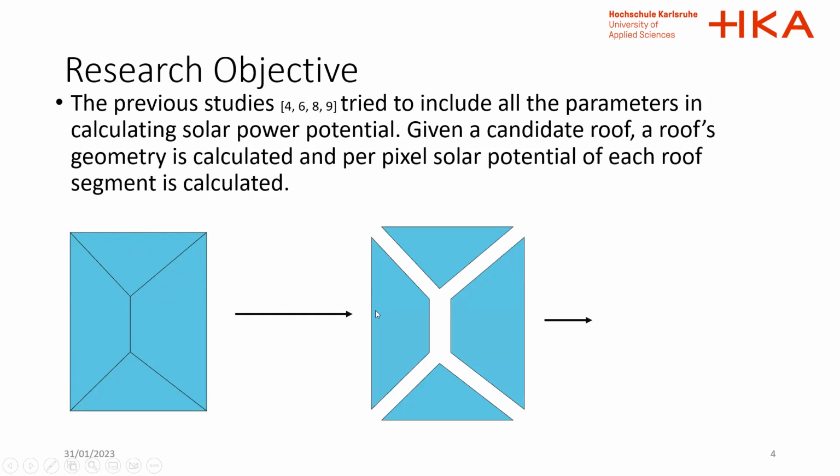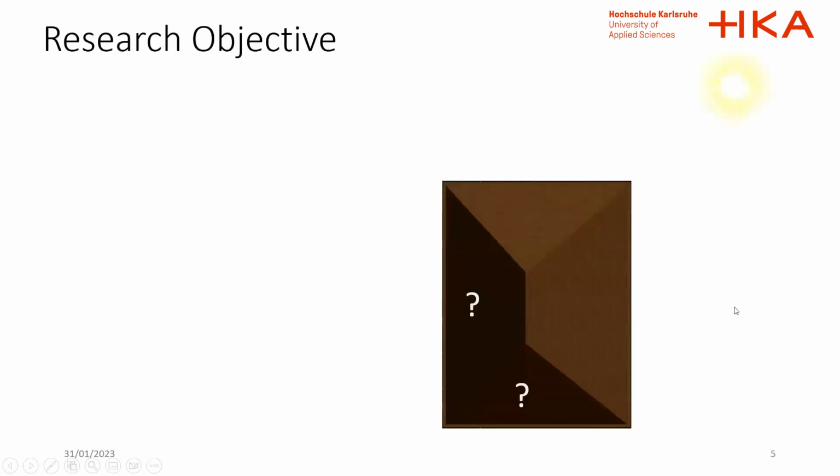So these will be the different roofs. Different roofs have different solar potential. So the altogether solar potential will be calculated in this way.